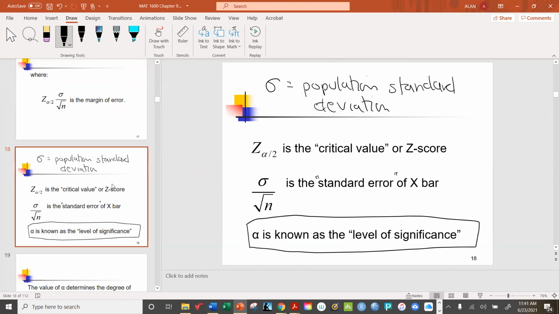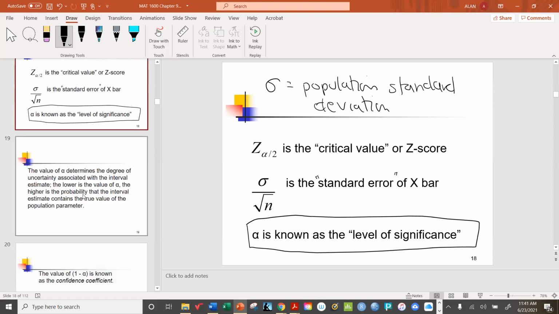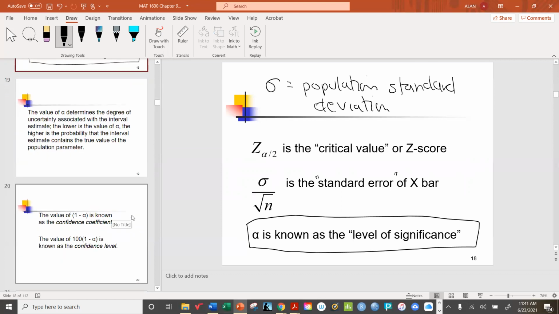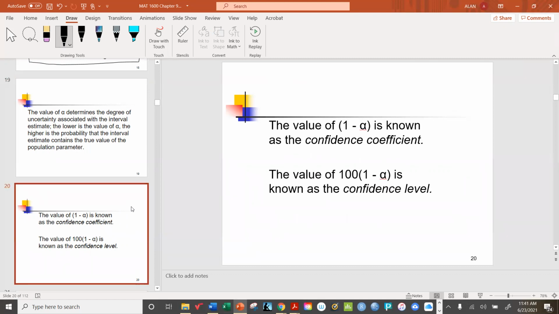And we'll see that again in chapter 10, by the way. But how does that relate to a confidence interval? Because of the following definitions, the value of 1 minus alpha is really what we're interested in. That number is called a confidence coefficient. And if you multiply that by 100, it becomes known as the confidence level.